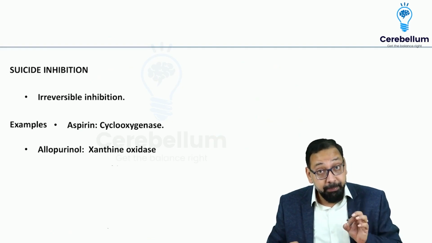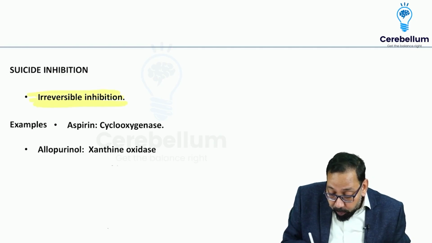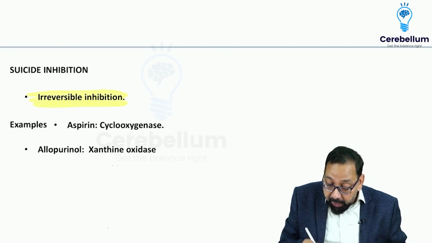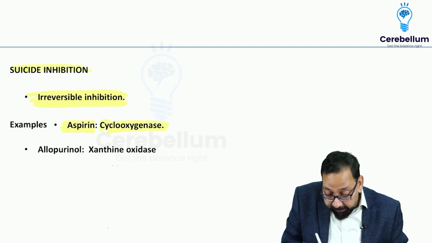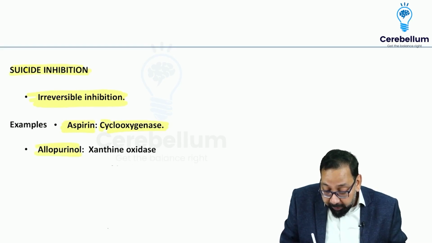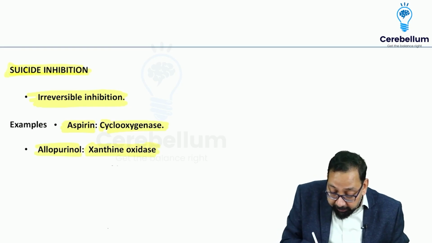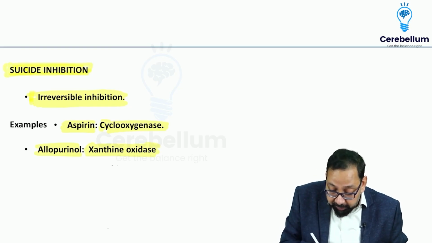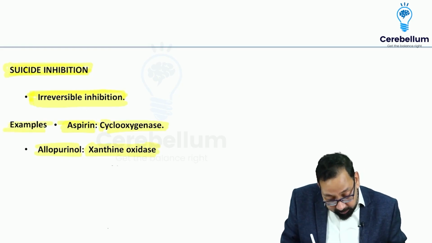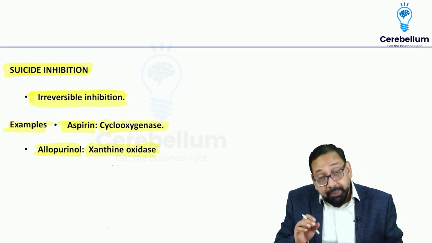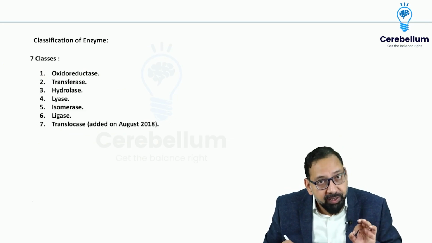Now suicide inhibition. This is irreversible inhibition. Examples of suicide inhibition are aspirin, which inhibits cyclooxygenase by suicide inhibition. Allopurinol inhibits xanthine oxidase. This is another example of suicide inhibition. And questions are asked on this irreversible inhibition, on the examples aspirin and allopurinol. They are suicide inhibitors.